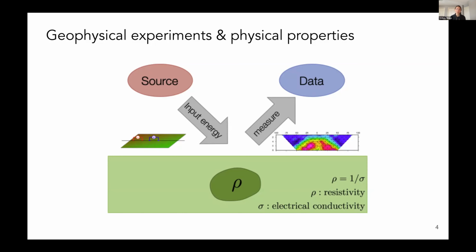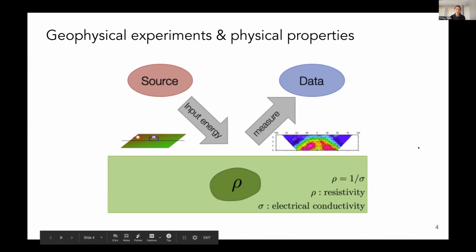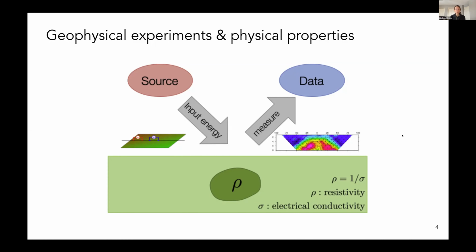And so in this case, if we're looking at EM or DC, we've got the Earth being characterized by electrical resistivity or conductivity, its inverse. And then the data that we measure depend both on the input energy as well as the physical properties of the subsurface. And then what we want to do in the inverse problem is go from the data that we measured to estimating a physical property model of the subsurface.